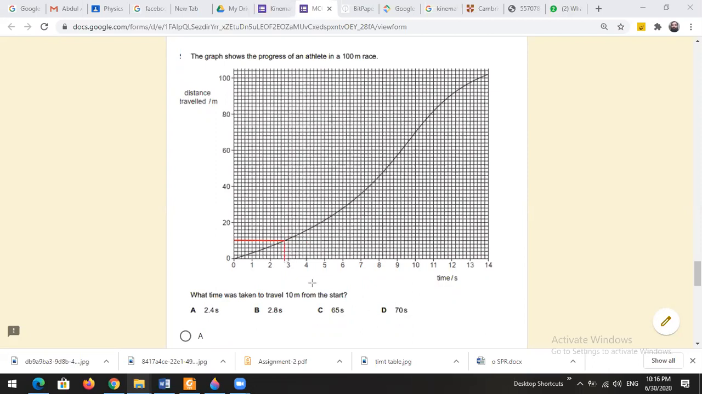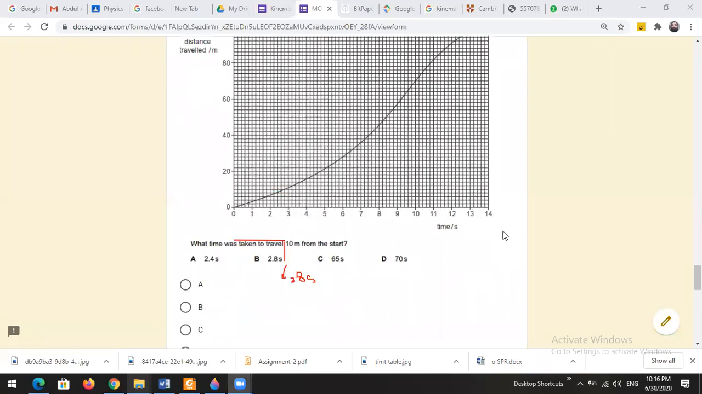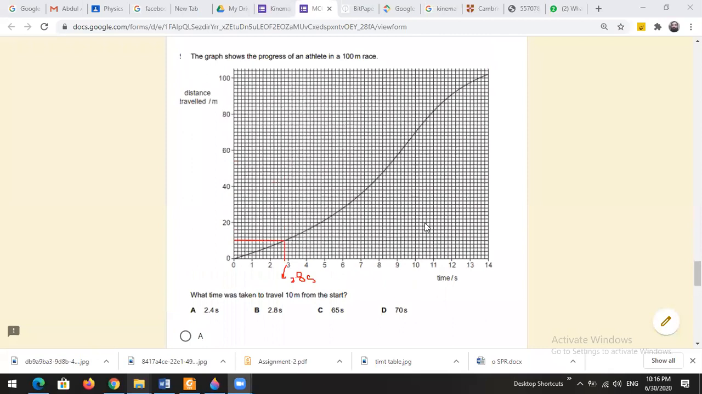And it is clearly 2.8. You can see this value is 2.8 seconds. That is why option B is correct. So option B is correct.